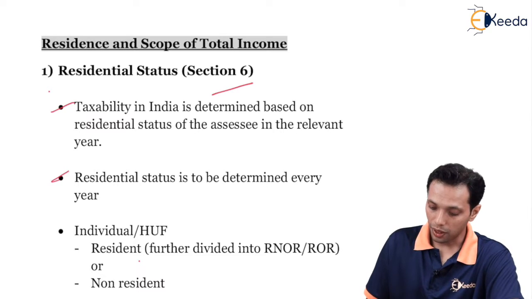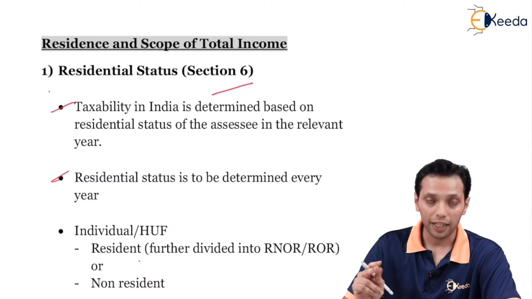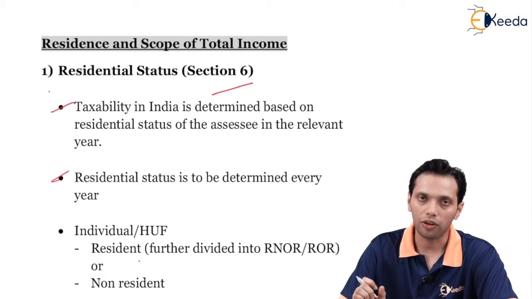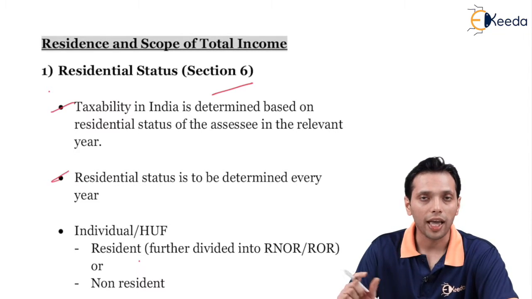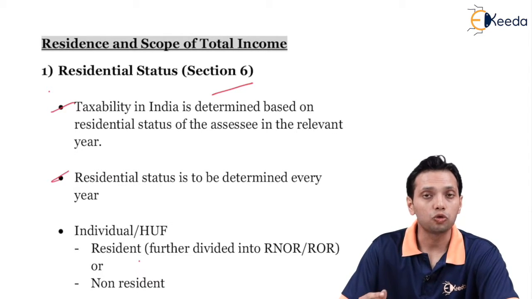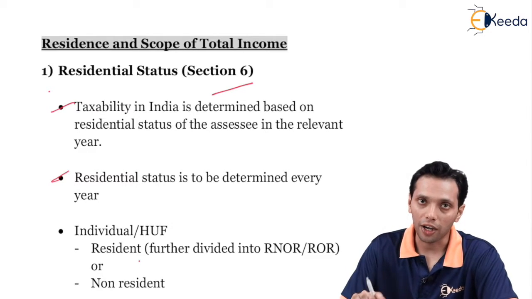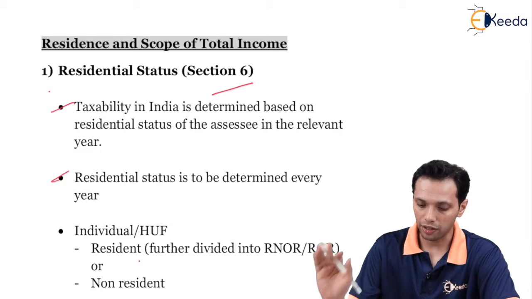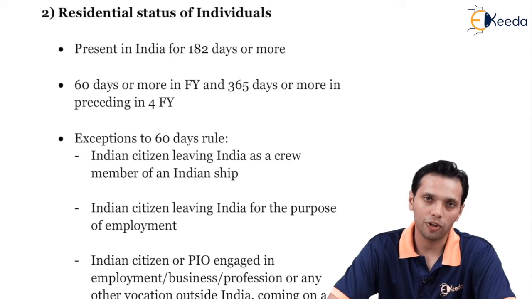And for firm, AOP, BOI, local authority and company, there are two categories, resident and non-resident. For this latter category, that is firm and company etc., there is no further bifurcation in resident. There is no concept of RNOR or RoR in firm and company. So first we will be considering residential status of an individual.